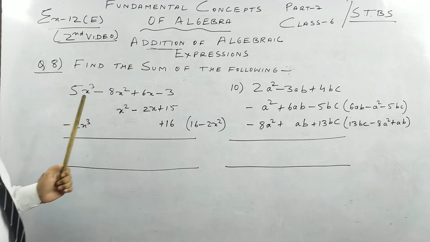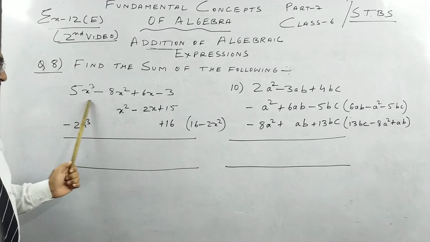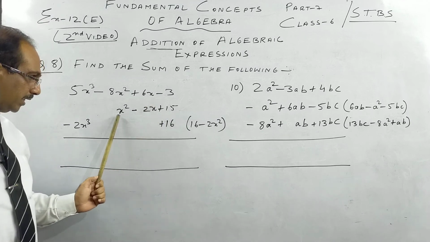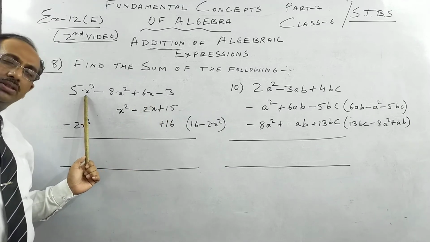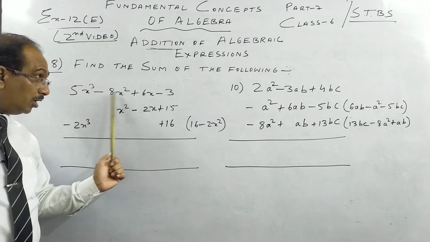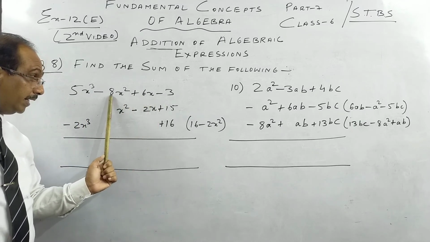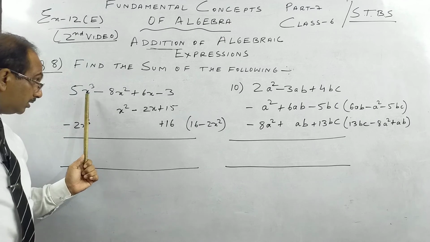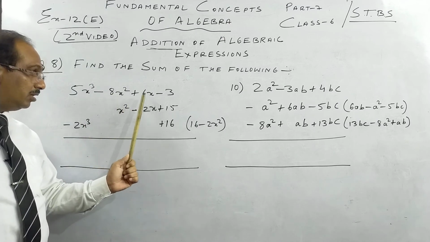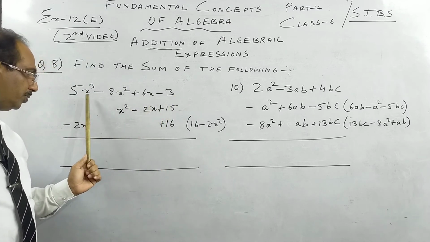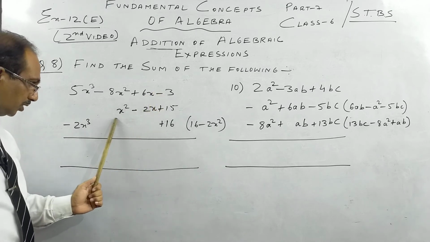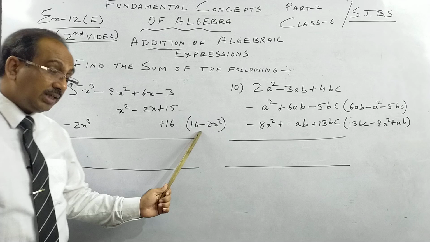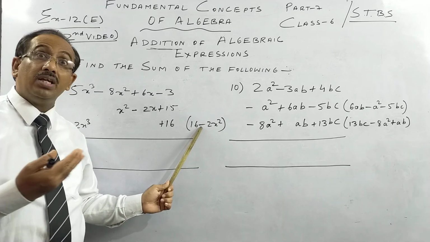So we have to find the sum. What I had taught you, see here, the first expression I write, the second expression also is in descending order. Children, what is descending order? Don't look at the numerical value. This 8 is bigger than 5, but don't see that. See x cube, x square, 6x, then cube term, square term, power 1. So this is also in descending order, but the last one I wrote in the bracket because I have rearranged it.